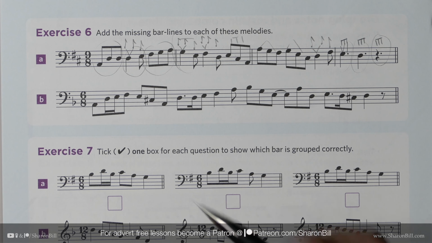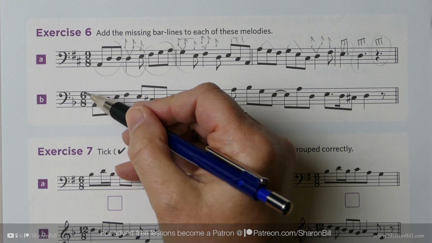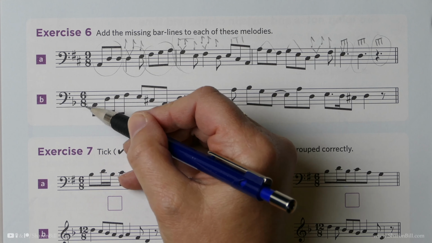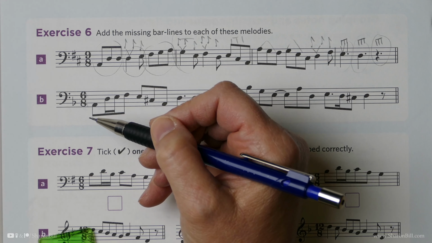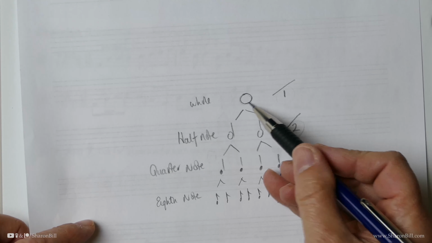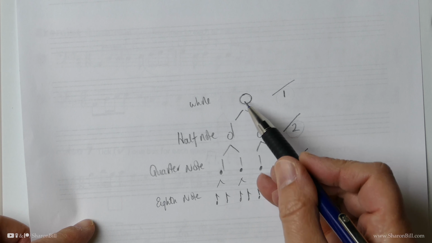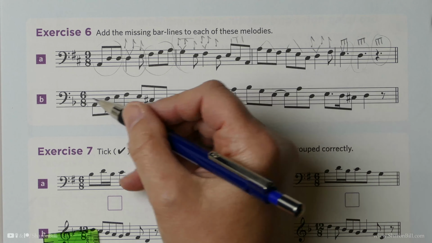So if you've not done so already, do go ahead and try this next one. So I'm hoping you've had a go. Let's look at this together. We're looking for 6 quaver beats per bar. Remember, this bottom number is like 6 eighth notes, which are quavers, because if I just refer to an old diagram, we've divided the whole into eighths. That's why the bottom number is 8. And that's why quavers are represented by the lower number 8. And so we're looking for 6 quaver beats.